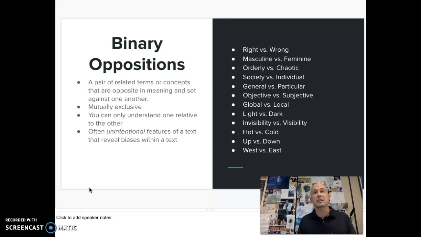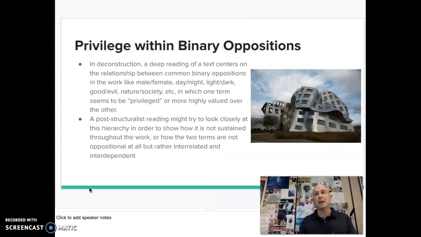Orderly versus chaotic feels fairly safe. But if you start going into gender roles, if we start going into race, into religion, into sexuality or sexual preference, right? Then those things start to get a lot more uncomfortable. They're very revealing about society, and they become a source of tension within a story. And tension is where you find meaning. Tension is almost always imbued with meaning.